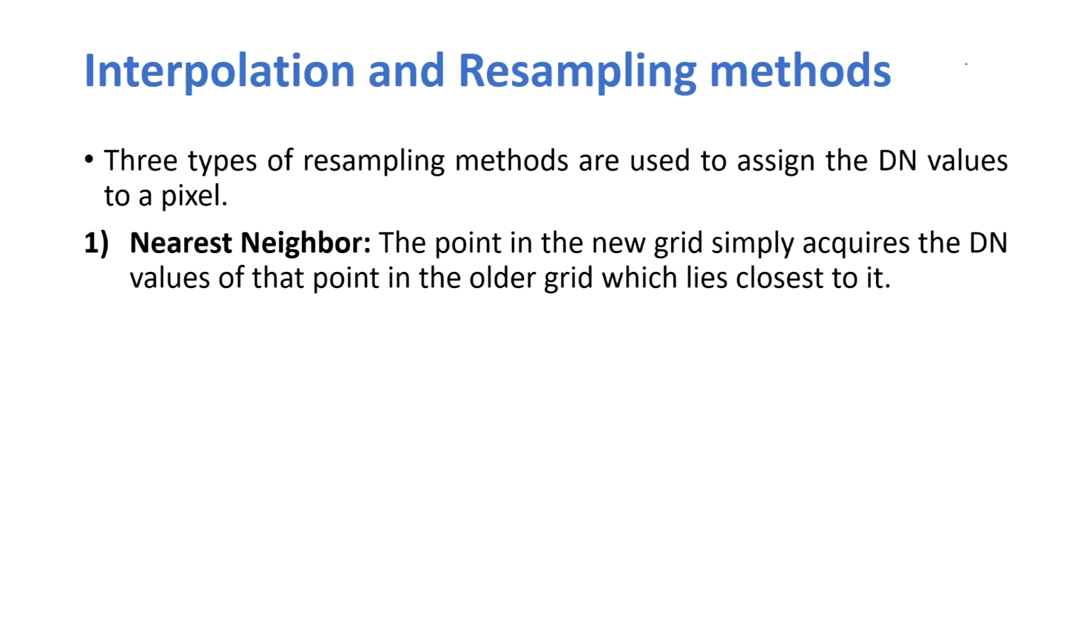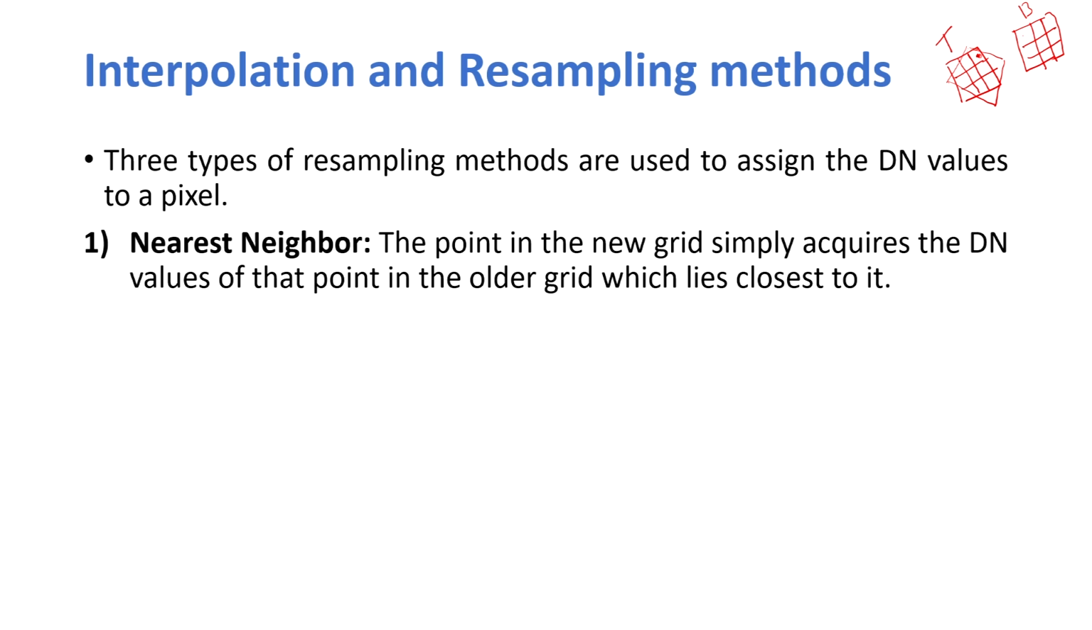Suppose this is your target image and this is your base image. It is associated with some pixels and some DN values, and you have just co-registered it with the coordinate system. Now you want to assign the DN values. With the help of polynomial equations you have registered this image and overlapped both these images. Now suppose you want to assign this grid or this pixel a DN value. In the nearest neighbor method, the target image pixel will get the DN value from the base image, from whichever pixel is nearest to this pixel.